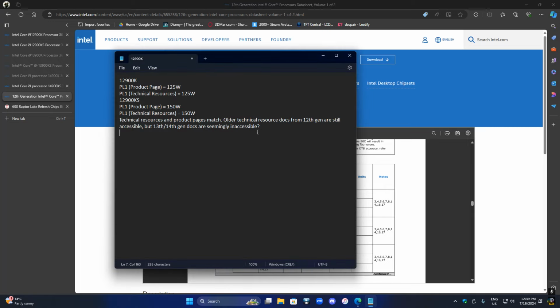So this is just kind of interesting how the older resources are readily available, but the newer docs are seemingly not. It's pretty weird, right?